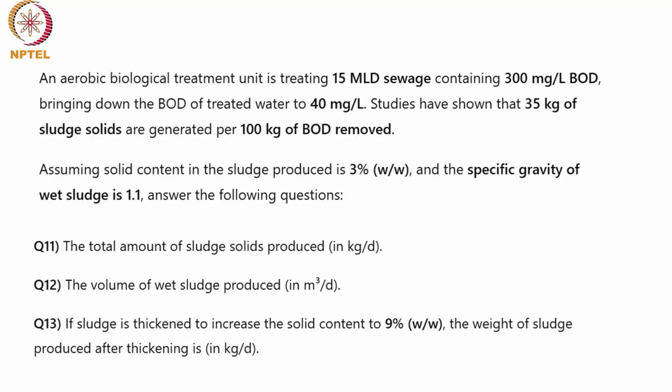So the answers for all three subdivisions are: first, mass of sludge solids generated equal to 1365 kg per day. Then the volume of sludge generated is 413.63 meter cube per day. And finally, the weight of thickened sludge is 455 kg per day. So with this, the problem is done.